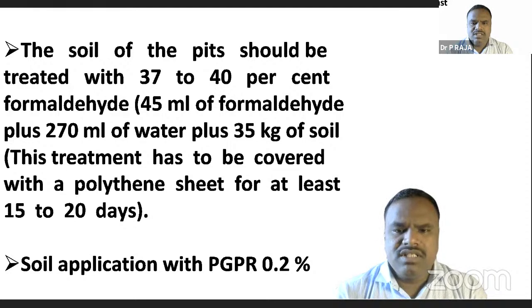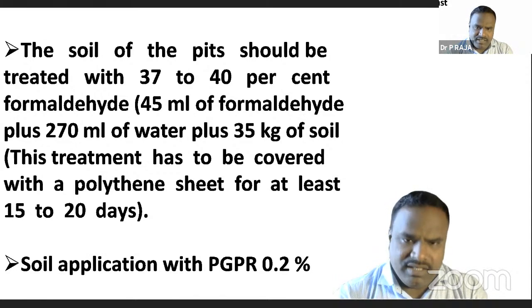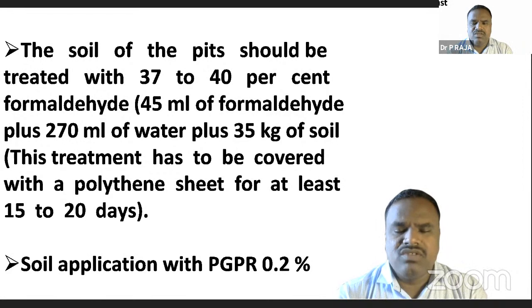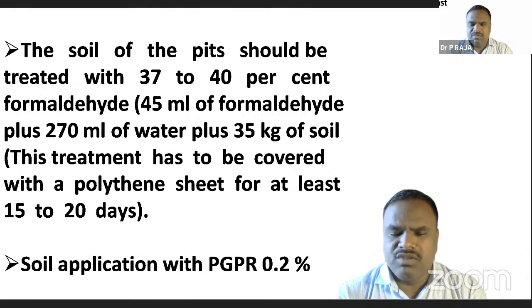Okay, and also, same as I have explained, the pits have to be treated with formaldehyde: 45 ml of formaldehyde plus 270 ml of water plus 35 kg of soil. And we have to cover it with polythene for at least 15 to 20 days. This formaldehyde will kill all the pathogens in the soil. After doing this treatment only, you have to go for planting. If you go before that, the pathogen will also be there. Then soil application with plant growth promoting rhizobacteria, 0.2%. If you apply this, it will protect from the pathogen, that is verticillium.